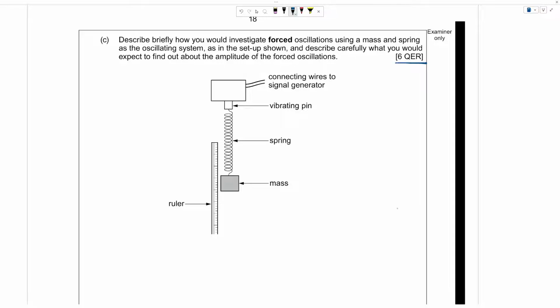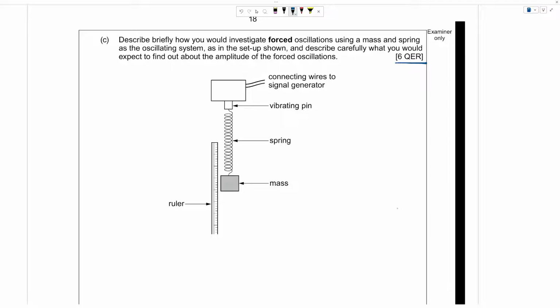So bear in mind, with questions that ask you to explain or describe something, the number of marks normally relates to the number of points that you need to make. So if you're asked for an explanation and it's a 3-mark question, you need to be making 3 points. The mark scheme is going to recognize 3 points and give you 1 mark for each.